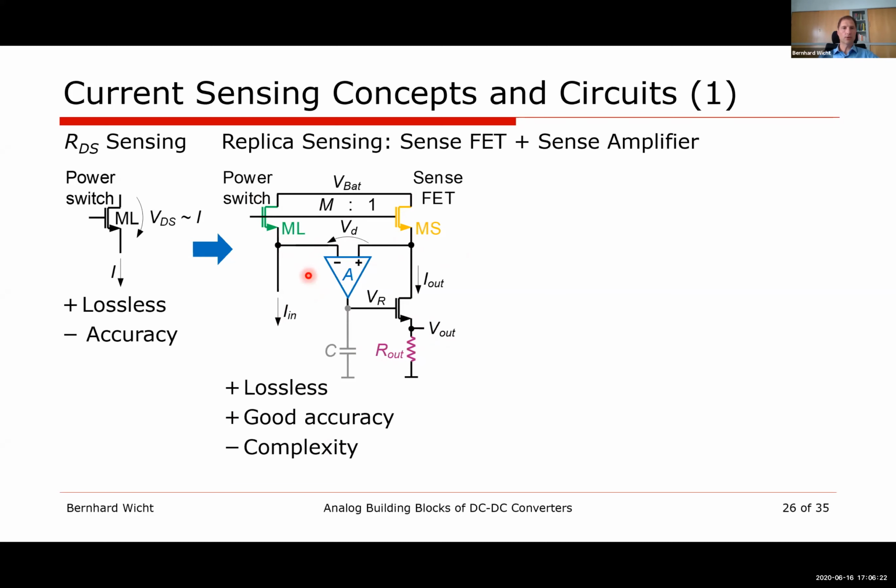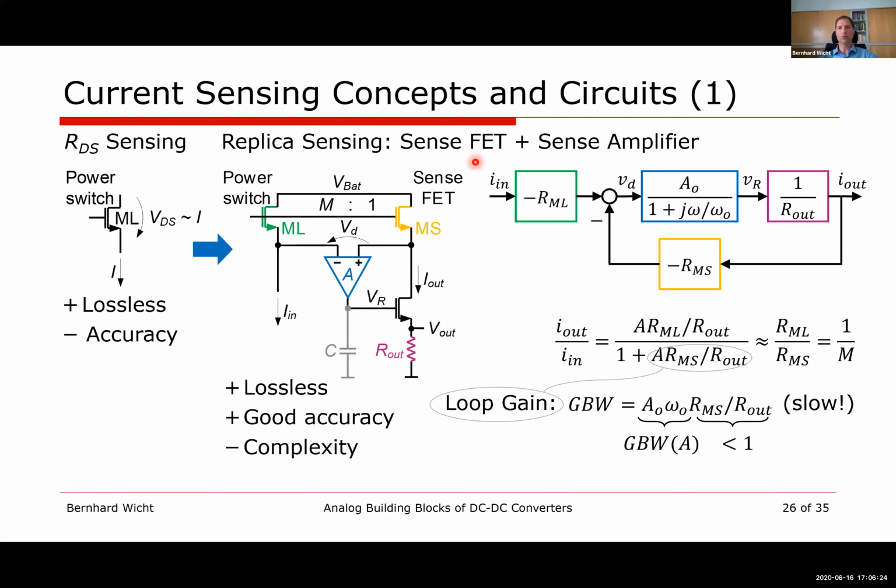And as this is a control loop, we can even put together the block diagram of the whole thing. And now you see why I'm using colors. So we can link everything here.